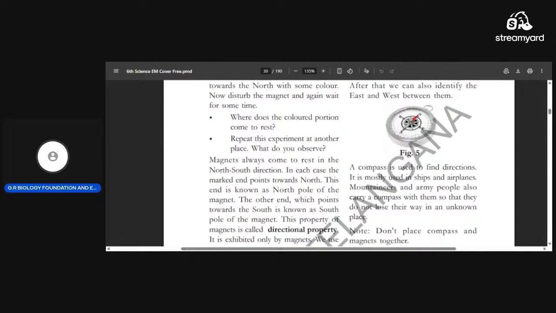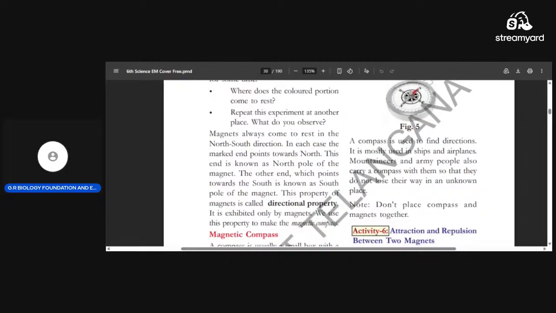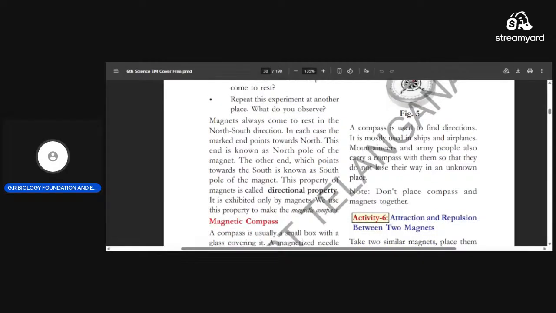The magnet always comes to rest in the north-south direction. In each case, the marked end points toward north. This is known as the north pole of the magnet. The other end, which points toward the south, is known as the south pole of the magnet. This property of a magnet is called the directional property. It is exhibited only by magnets.